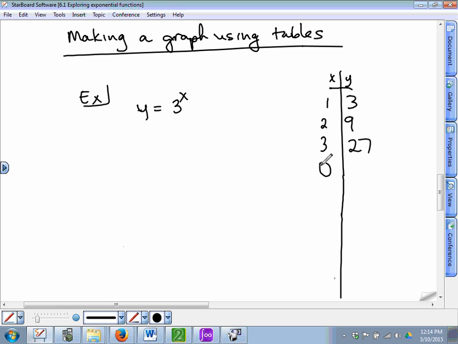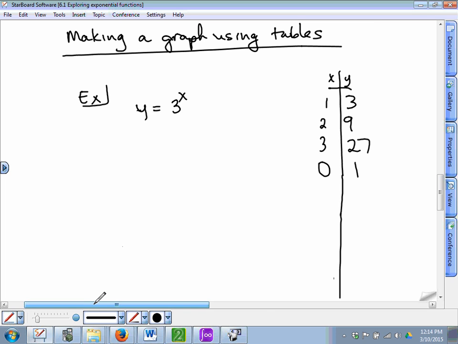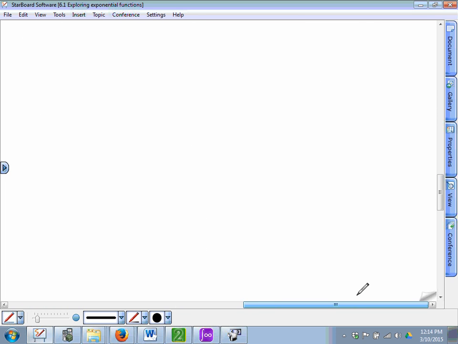Now 3 to the power of 0. Why is it 1? Anything to a power of 0 is 1. Some of you think it should be 0, but if you think about it, mathematicians decided to define it that way. Do you guys agree with this?